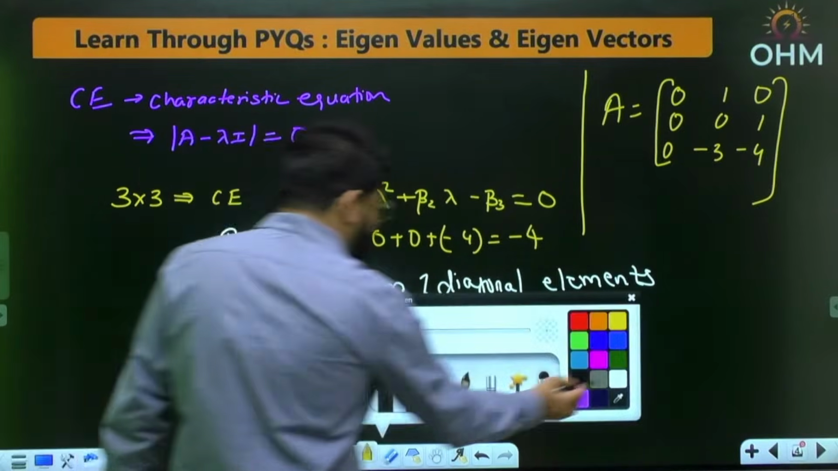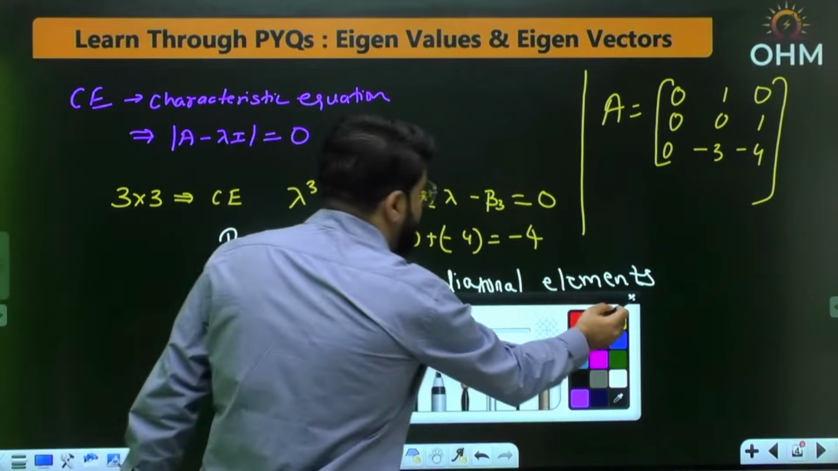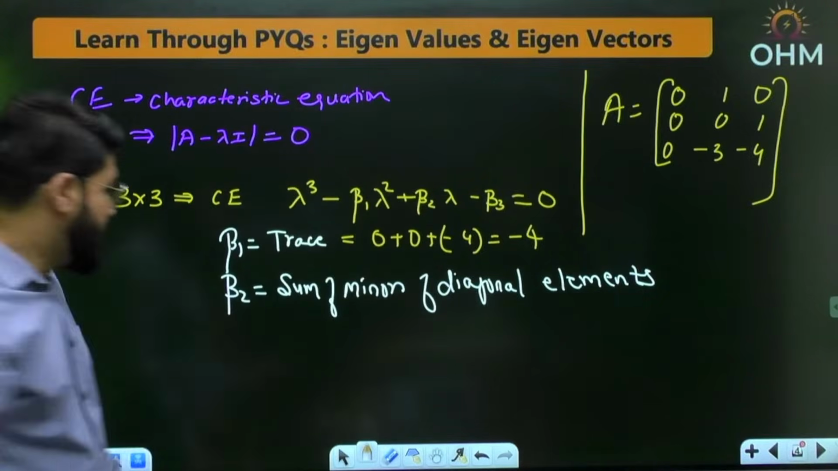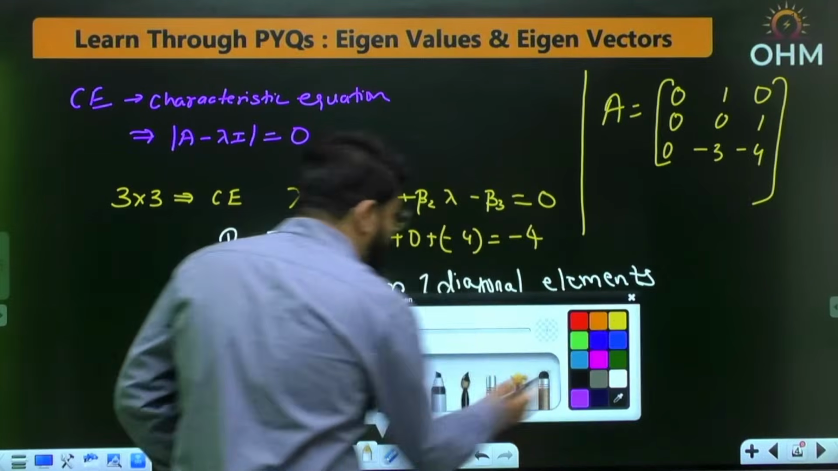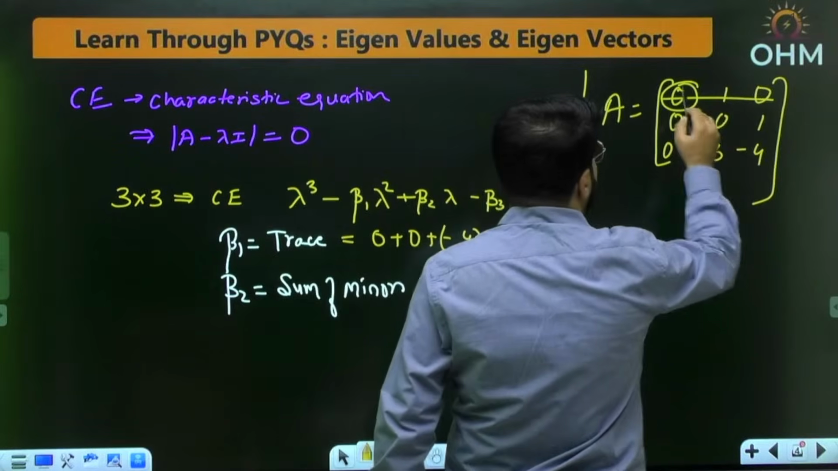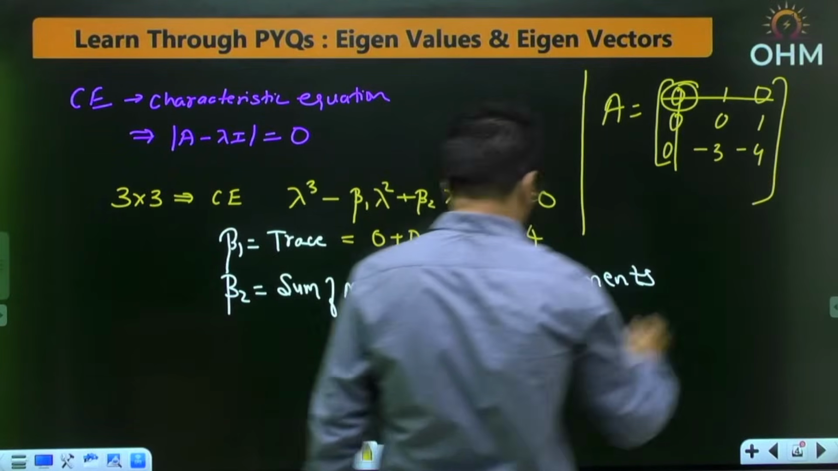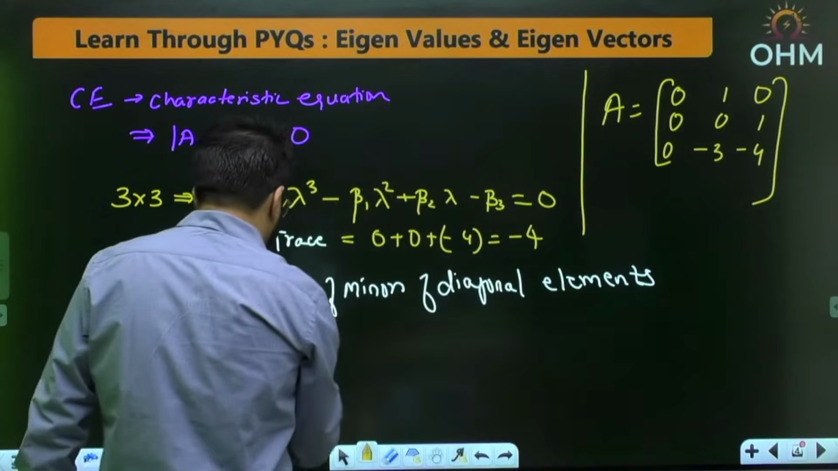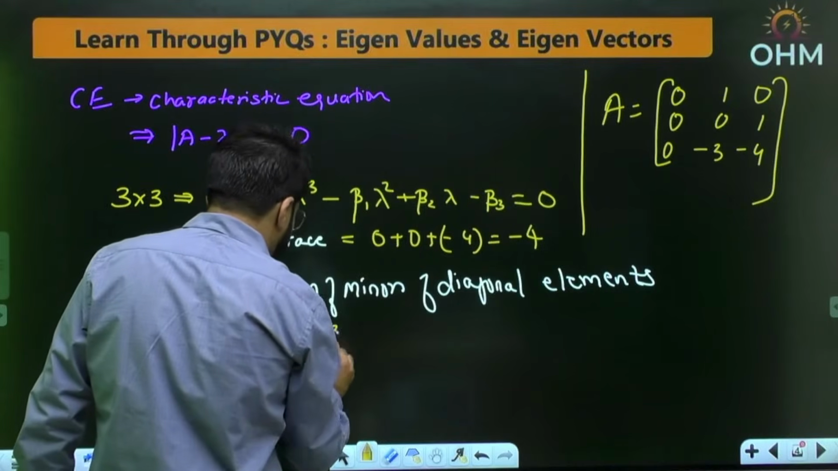Sum of the minors of the diagonal elements. What is the sum of the minors of the diagonal element? See here, this is the first diagonal element. Deleting the row and column, what is left? 0 minus 3. I'll directly write down this: 0 minus minus becomes plus 3.